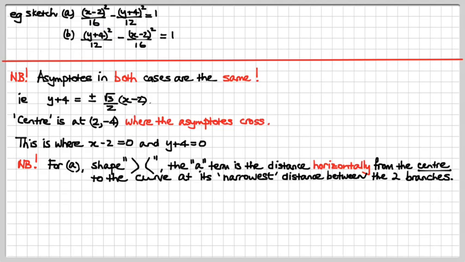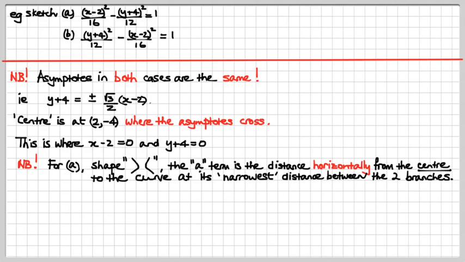So in that case, 4 would be the distance horizontally from the centre, that's where the asymptotes cross, to its narrowest distance between the two branches. That is the distance horizontally out from the centre to where the curve basically hits that horizontal line that you're drawing out from the centre, either left or right. It'll be 4 units exactly, horizontally, to the left and to the right from the centre where the asymptotes cross to where the curve hits that horizontal line. That's what I'm trying to say.